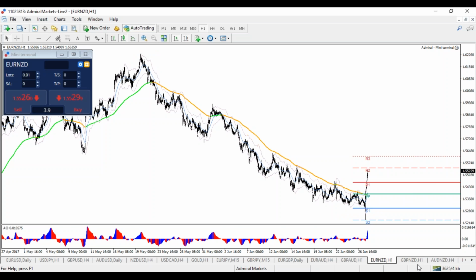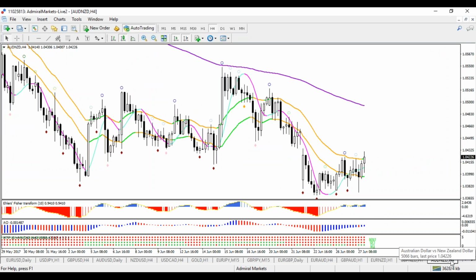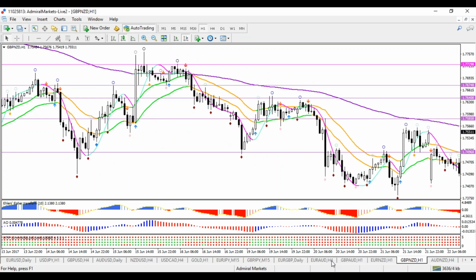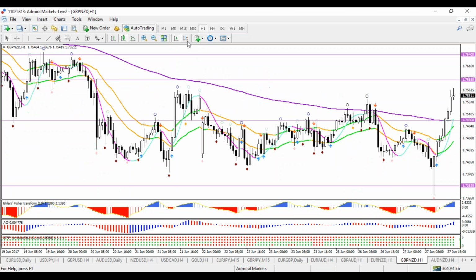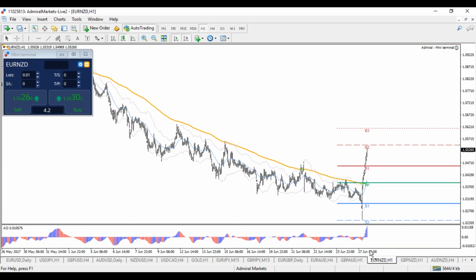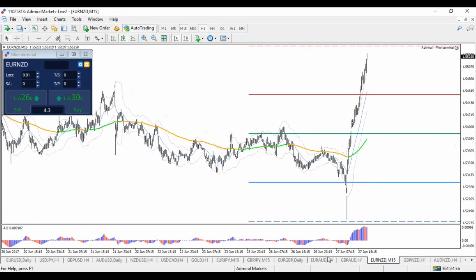New Zealand is strong versus, no, it's actually the Aussie that's stronger. Sorry, I'm making a mistake here. Therefore, our euro New Zealand, of course, is moving faster than euro aussie. Yes, I hope I have that correct. And yeah, all of them are moving up pretty fast. But euro New Zealand on the 50-minute chart could be a good one.